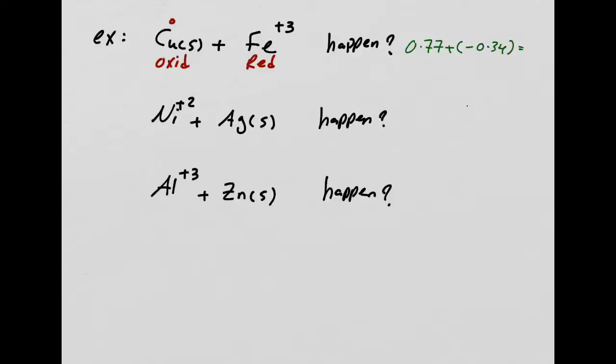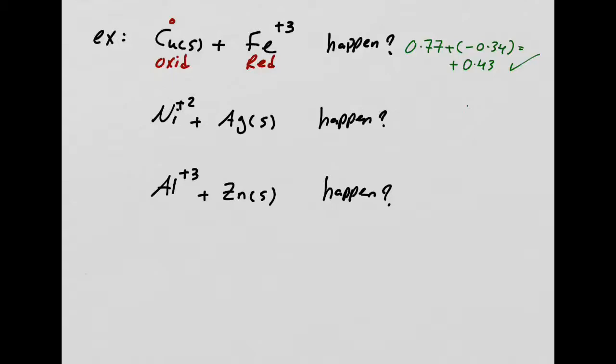Now, if I add up these two numbers, what do I get? 0.77 minus 0.34. I get 0.43, a positive number. Yes, this reaction will happen. You can also look at the position. That also helps. All right, the next two. Pause me, do it, and then check it with me.